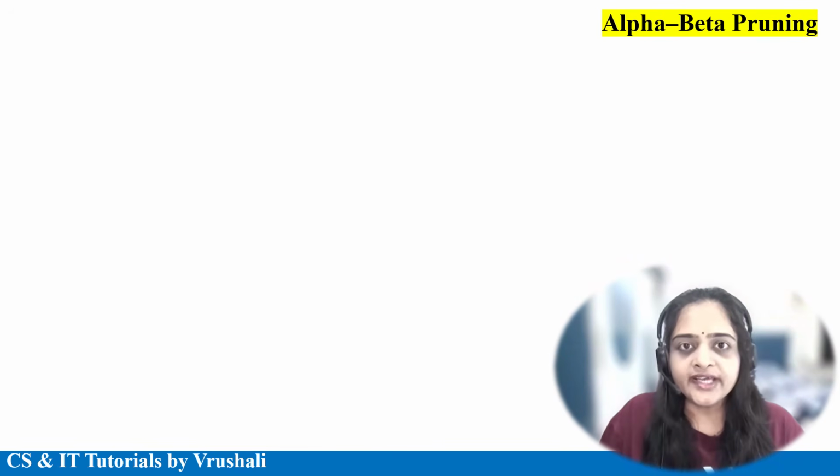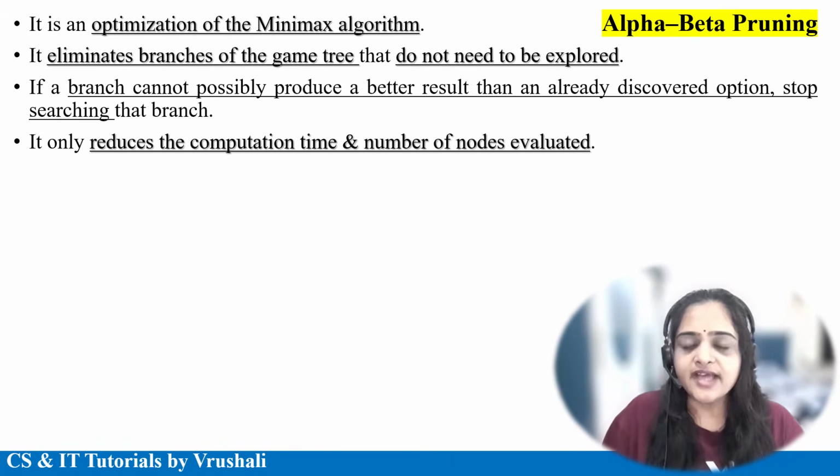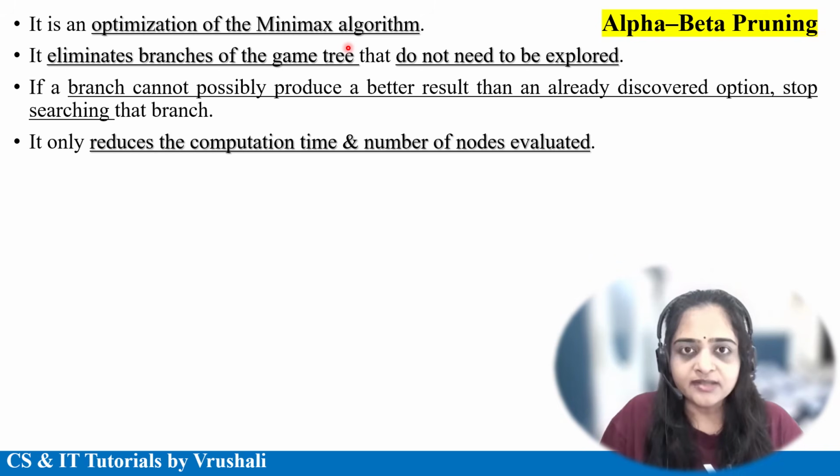Now before solving the example, first we will understand what exactly alpha beta pruning is. It is an optimization of the min-max algorithm, and most importantly, it eliminates branches of the game tree that do not need to be explored.